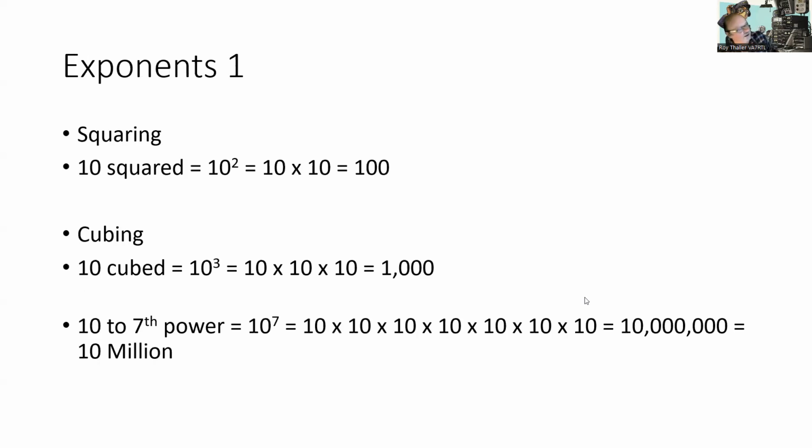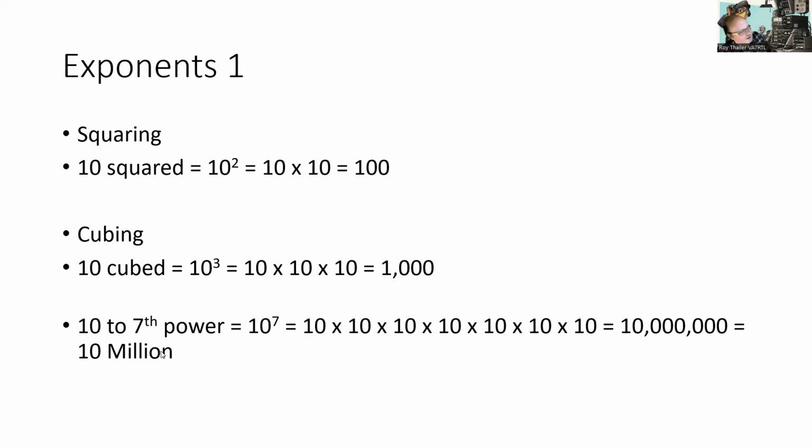The other thing that's important is exponents. And you may have heard of squaring or cubing, like 2 squared is 4, 2 cubed is 8, but we generally apply it to 10. So 10 squared is 10 to the second power, or 10 times 10, which is 100. Or we can cube it. So 10 cubed is 10 to the third power, which is 10 times 10 times 10, which is 1,000.